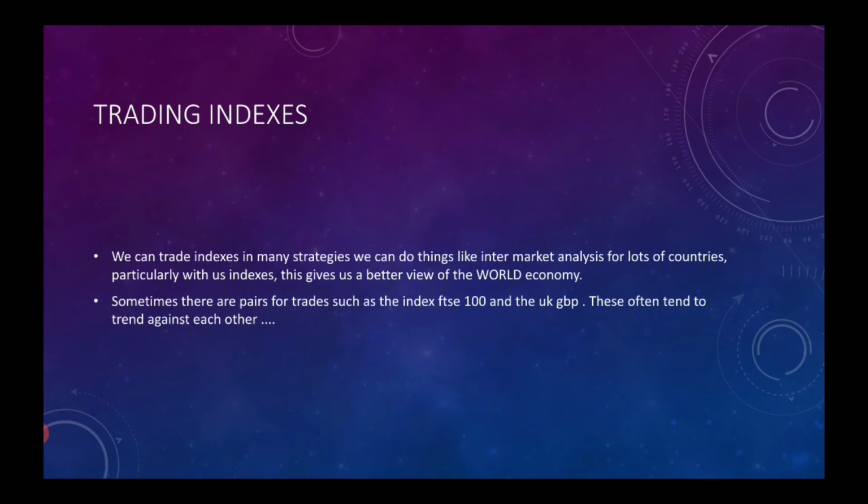But yeah, the companies on an index can change. A company can get knocked off the index, and a company can come on the index. So that's something to remember.